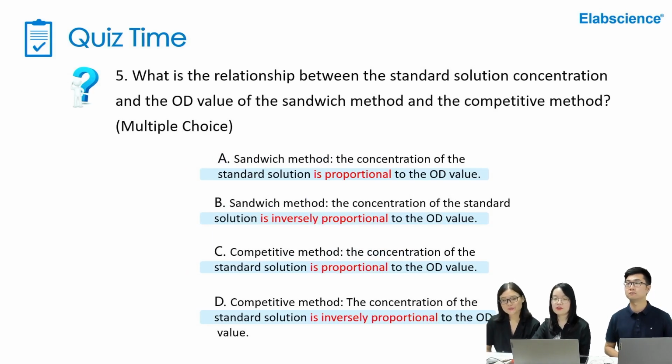Quiz 5. What's the relationship between the standard solution concentration and the OD value of the sandwich method and the competitive method? It's also a multiple choice, and that means the answer has more than one option. It's a very basic content for the ELISA experiment.